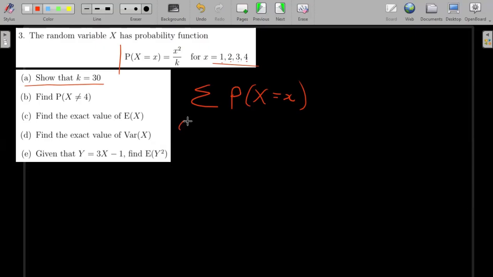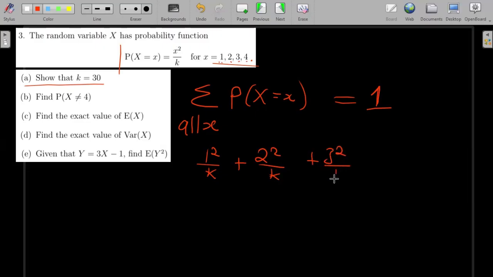It's just the summation of all the probabilities over all the values of x should always be equal to what? 1. That's what we said. So it means I can find the probability of 1, 2, 3, 4 by just replacing where there's x here, I put the value of x there. So the first one will be 1 squared over k plus 2 squared over k plus 3 squared over k plus 4 squared over k is equal to 1, because we're adding all the probabilities, right?